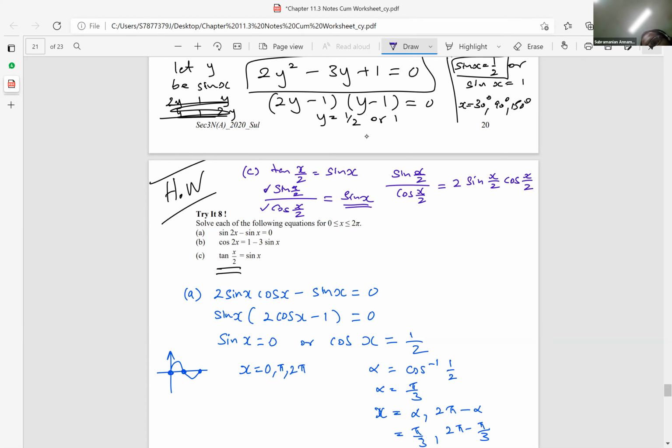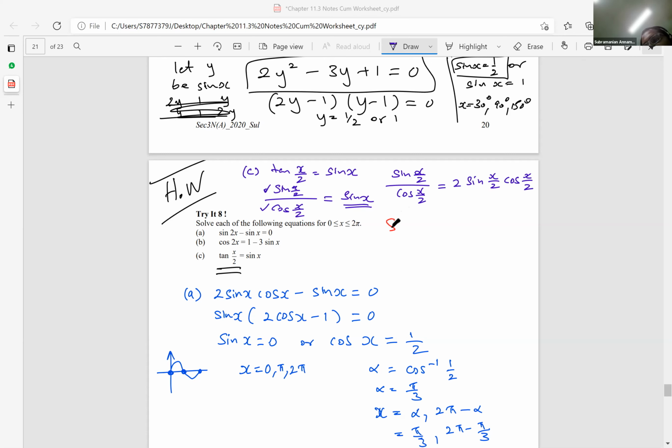Anyone cannot follow this? Raise your hands. I'll just annotate over here. Let me make it disappearing. Hope it disappears.